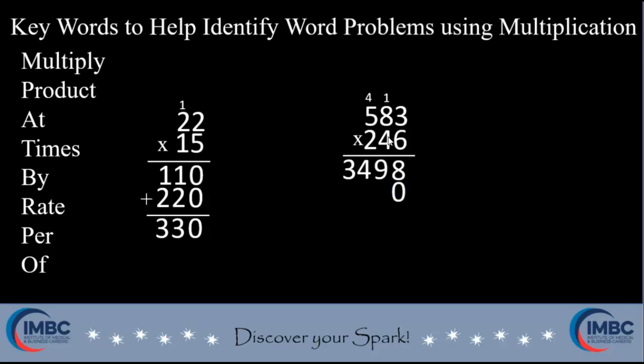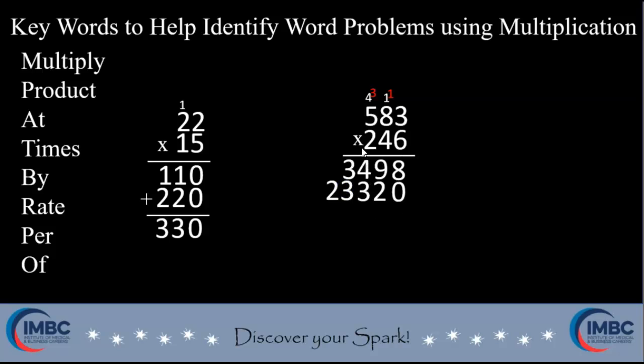We bring down the 0, so we start in the tens position. We go to the second number. 4 times 3, that's 12. Put down the 2, we carry the 1. 4 times 8 is 32, plus the 1 is 33. We place the 3, and we carry the 3. 4 times 5 is 20, plus the 3 is 23.